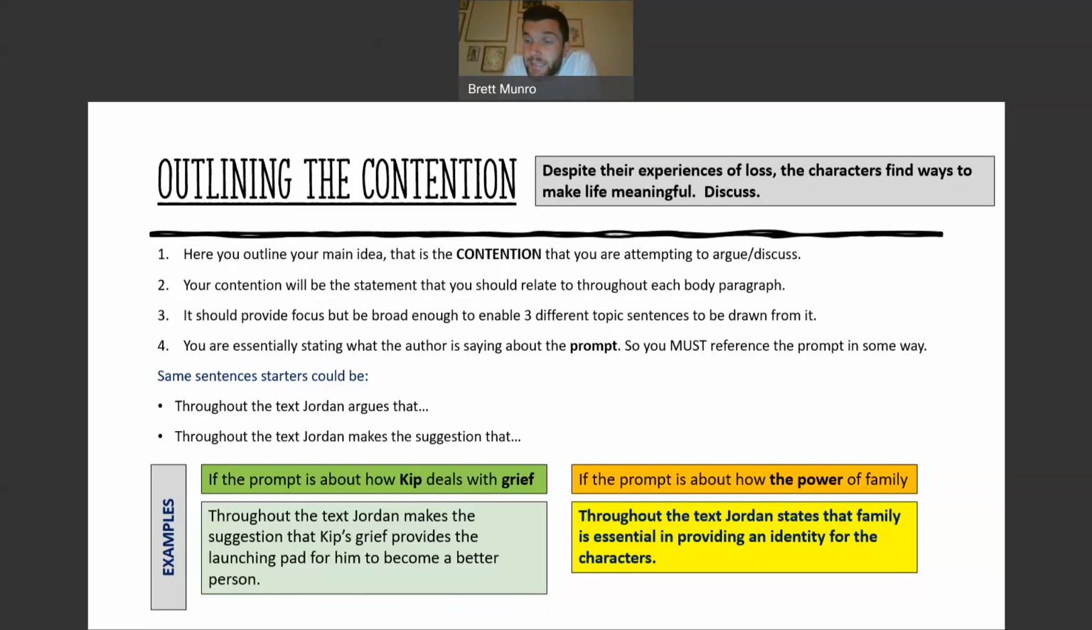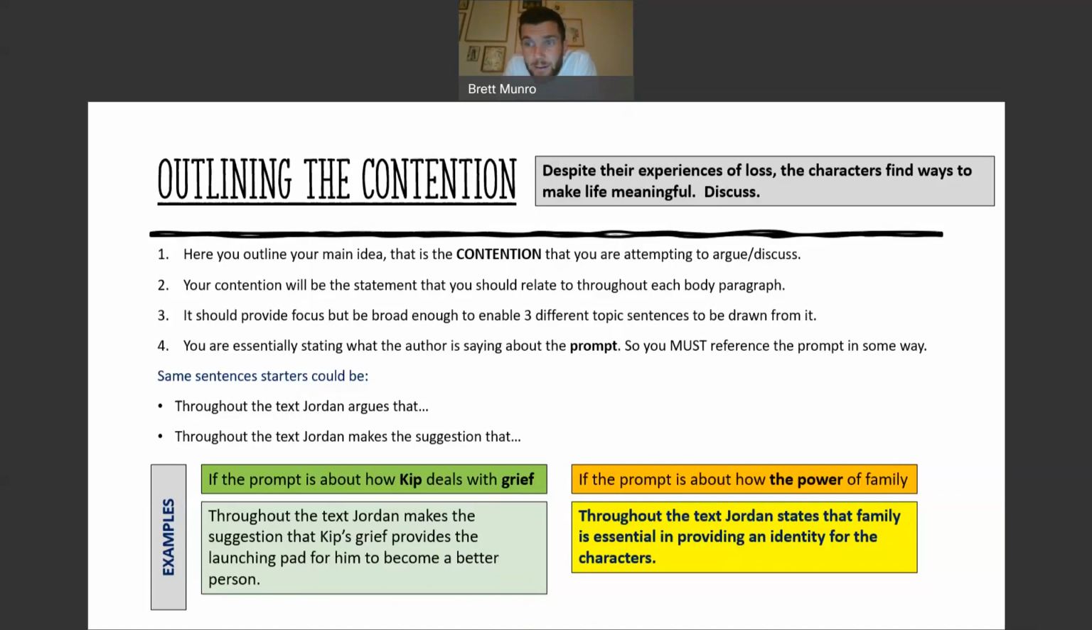The important thing is thinking about whether we could come up with 3 ideas for this. And in the next slide, I'm going to show you how you can come up with those 3 ideas. The next prompt is about the power of family. In this case, you just want to make sure that we're discussing or mentioning family and its power.